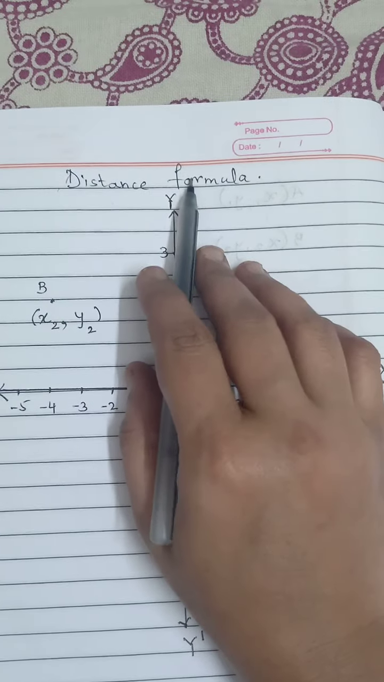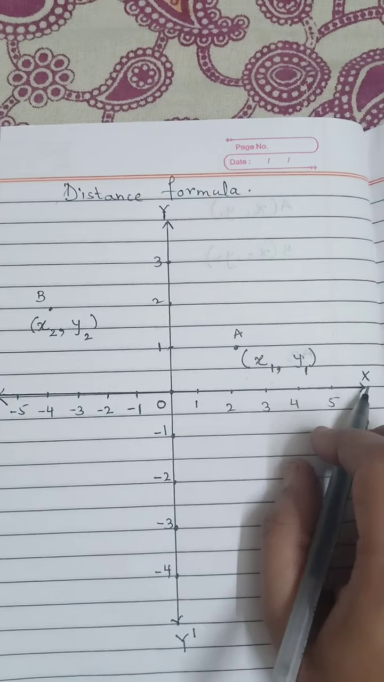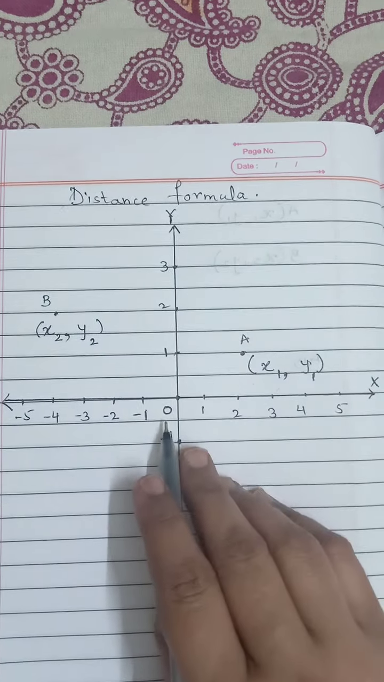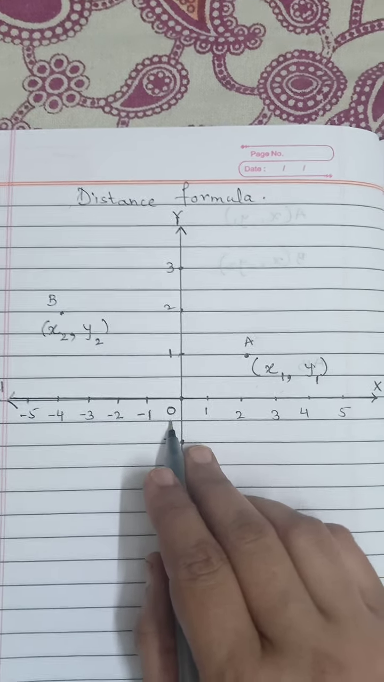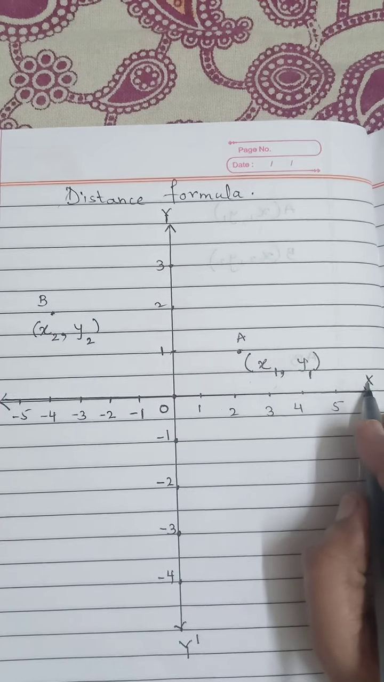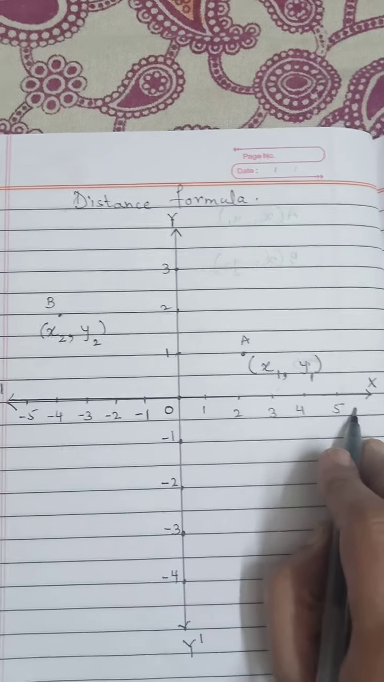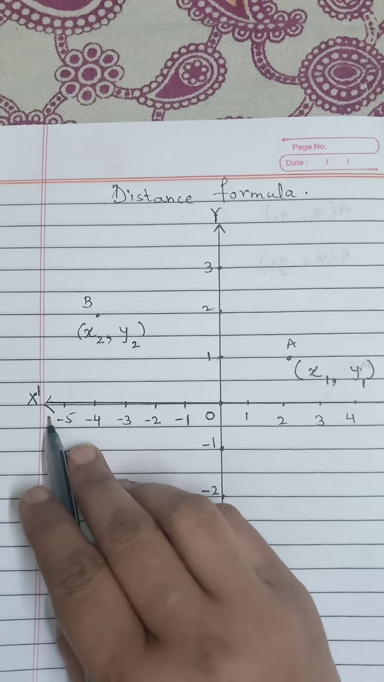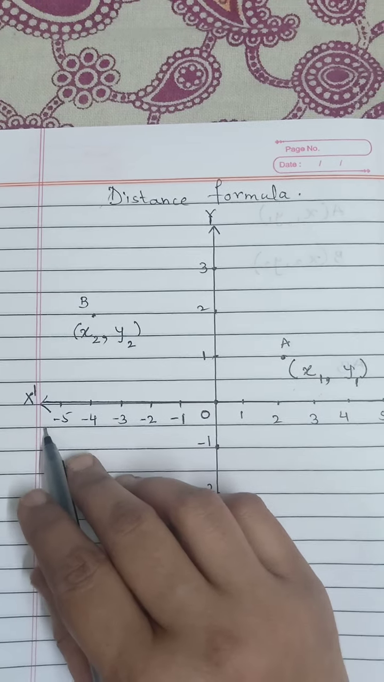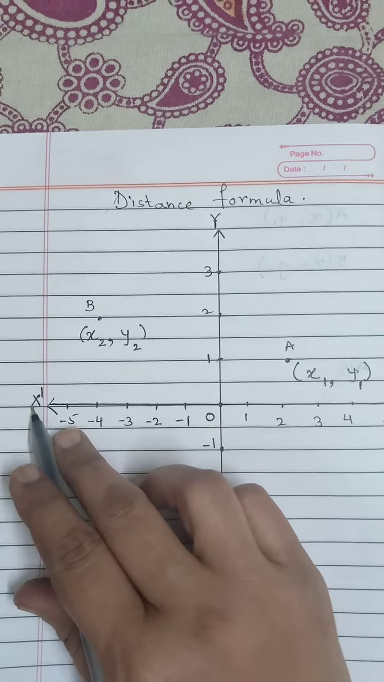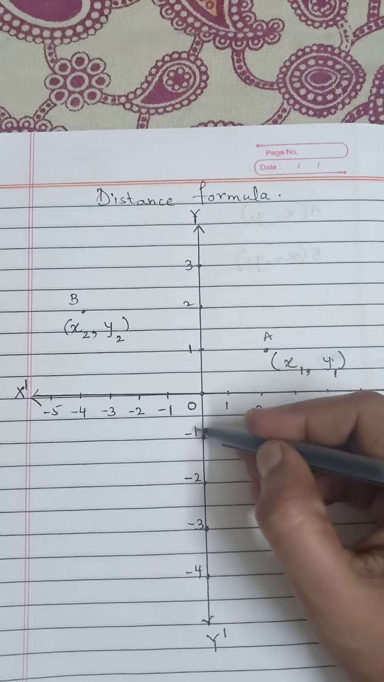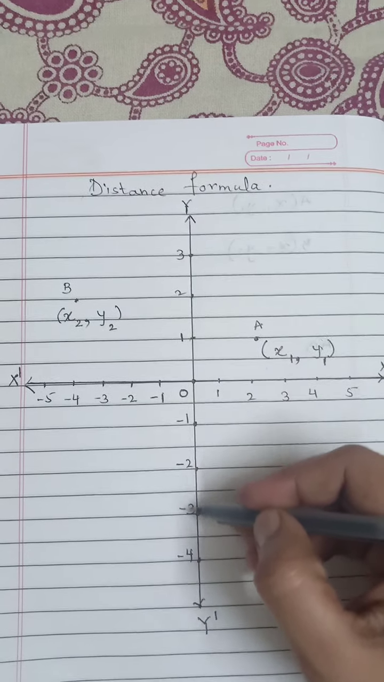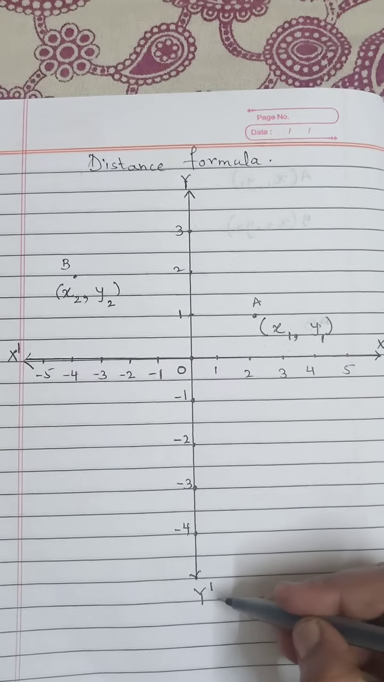For the distance formula, I have taken two axes, the x-axis as well as the y-axis. Where both intersect each other, it is called the origin, having the coordinate (0, 0). On the right side of the origin on the x-axis, all the numbers are positive. On the left side, all the numbers are negative and it is denoted by x dash. Similarly, above the origin, the y-axis has all positive numbers, and below the origin, all the numbers of the y-axis are negative and it is denoted by y dash.